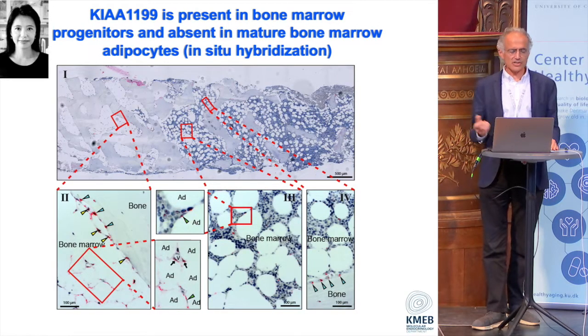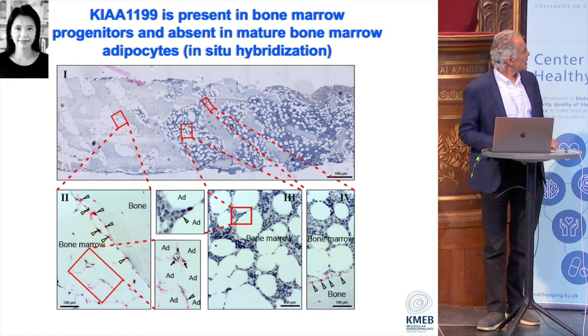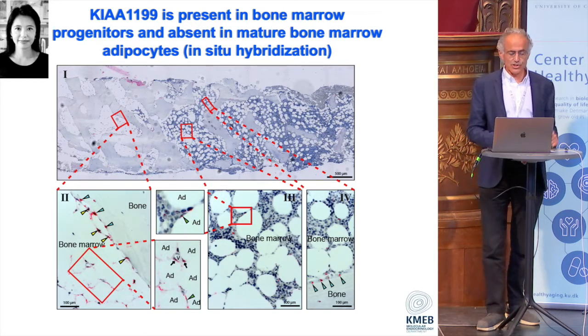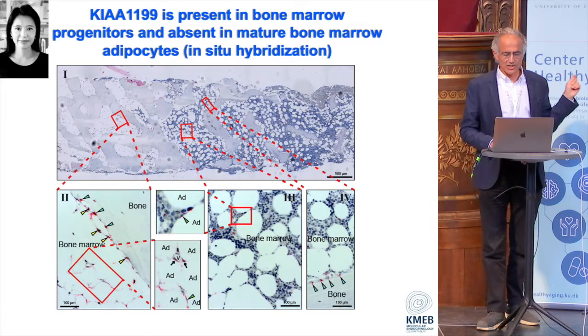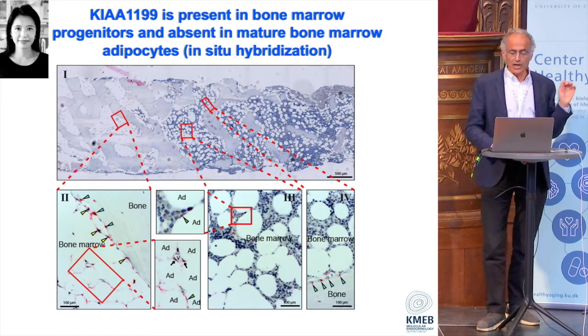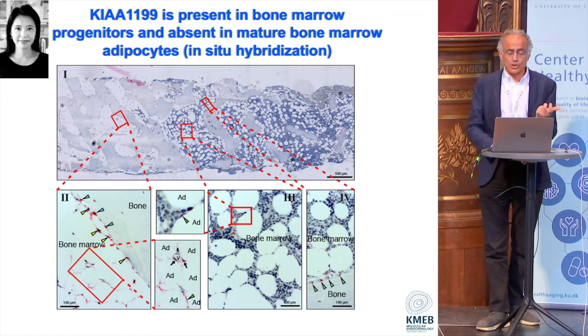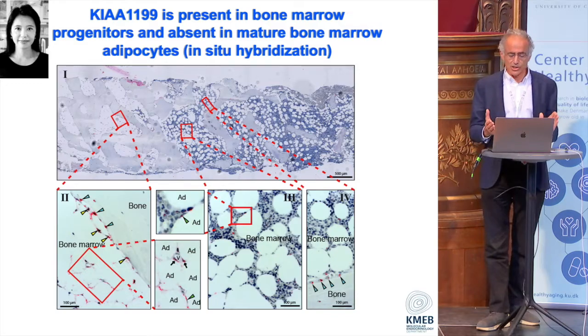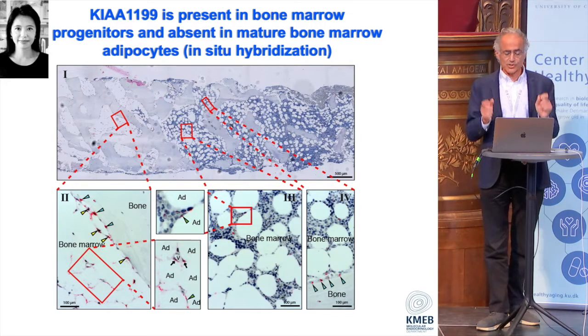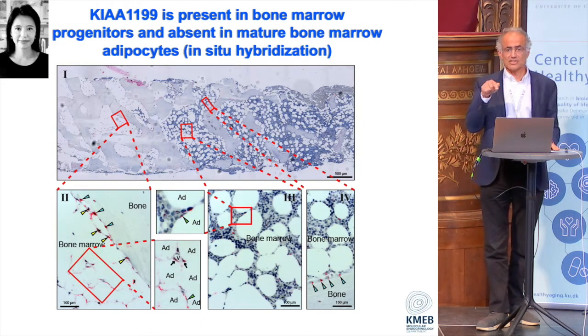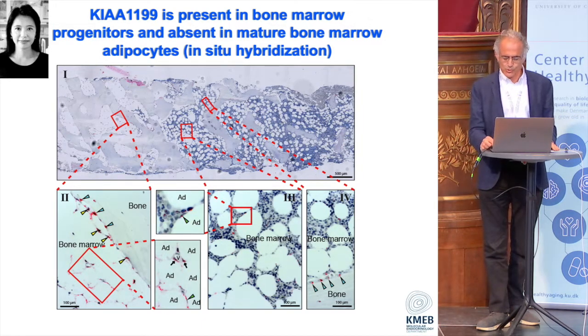Actually, these experiments were performed by Chen Li. She is a postdoc in my lab, but she has her own lab in China right now. The first experiment was to study, is this factor expressed inside the bone microenvironment? And this is in situ hybridization, showing yes, it is expressed in the progenitor cells inside the bone marrow, and especially the cells surrounding bone marrow adipocytes.